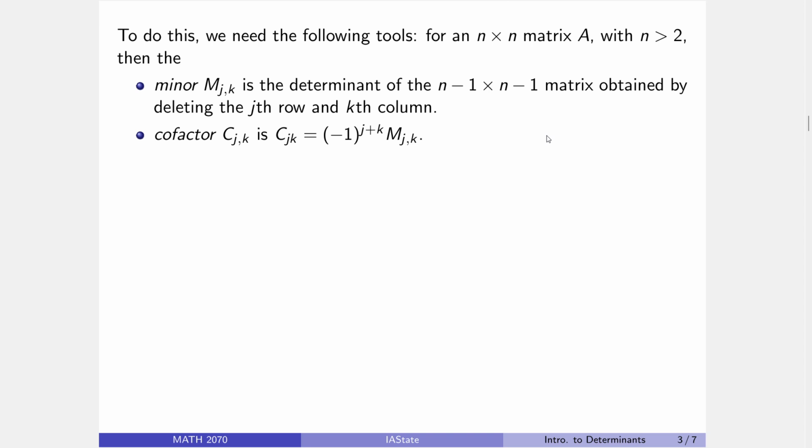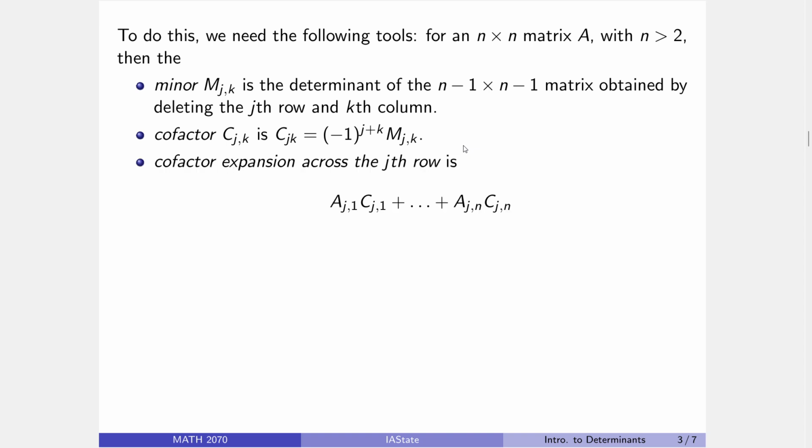The cofactor is this quantity where we look at M sub jk, the minor, and then multiply it by -1 raised to the power of j plus k, so we'll have minus signs sometimes and plus signs other times. So that's what the cofactor is, and of course if you're asking, hey, why are we doing this? So, the cofactor expansion across the jth row is then computed by getting all of your cofactors in the jth row, so C sub j1, C sub j2, up to C sub jn, and multiplying them by the corresponding entries in the row. So note this kind of looks like a dot product. So that's the cofactor expansion across the jth row.